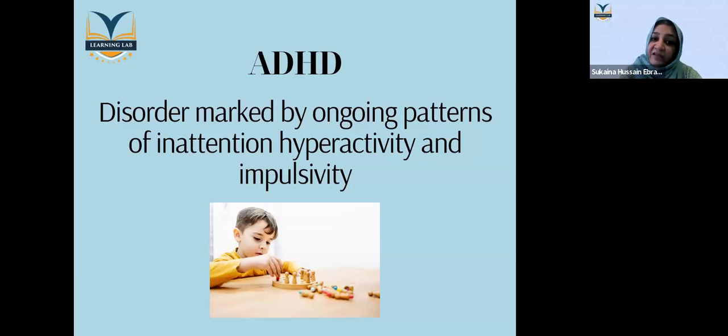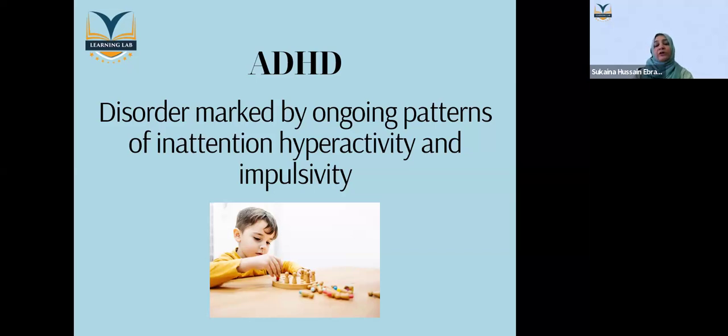ADHD is a disorder marked by an ongoing pattern of inattention, hyperactivity, and impulsivity. All right, it's not always about being hyper. Sometimes they are daydreamers as well. So what happens? They daydream, they are lost, because they are struggling to reach the point where the teacher is going to communicate or is trying to communicate any new concept, right? So it's not always that if you see a hyperactive or inattentive child, you can say, no, that's ADHD. There might be different factors. Let me clear one thing.